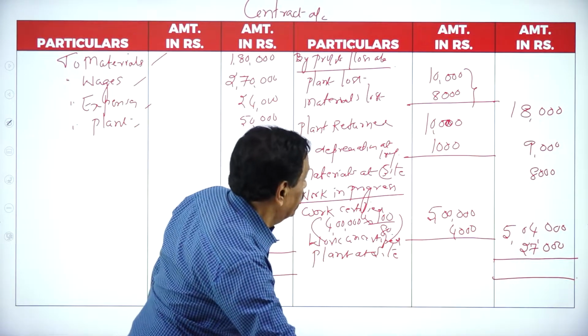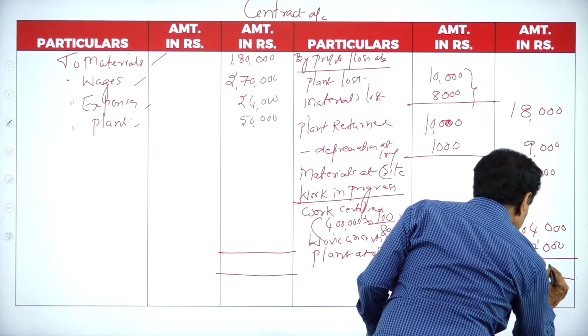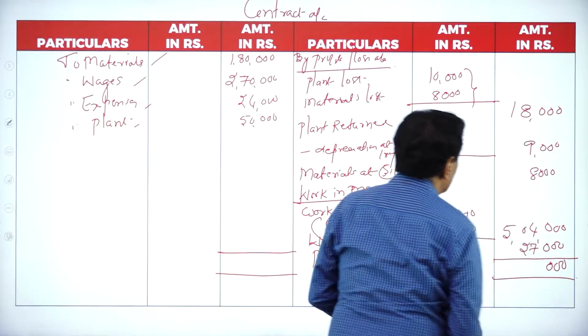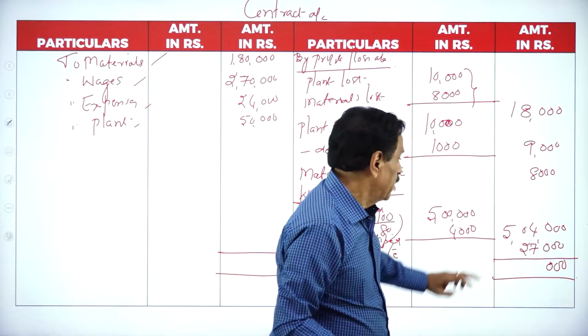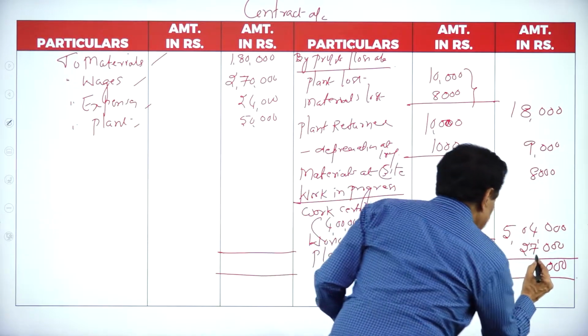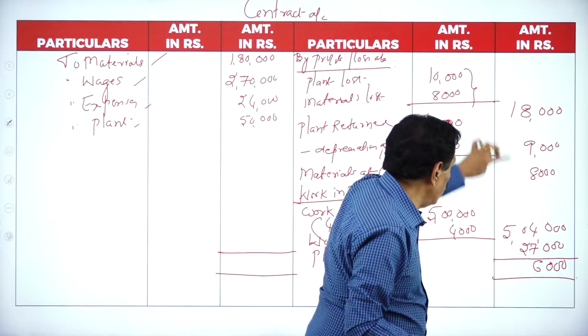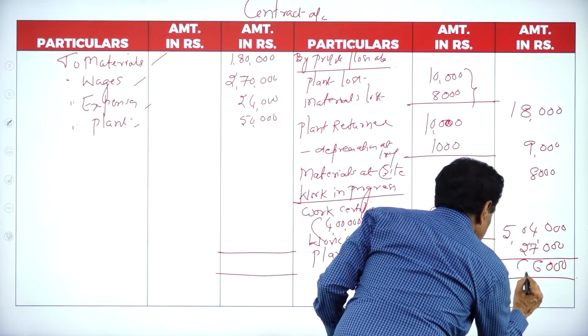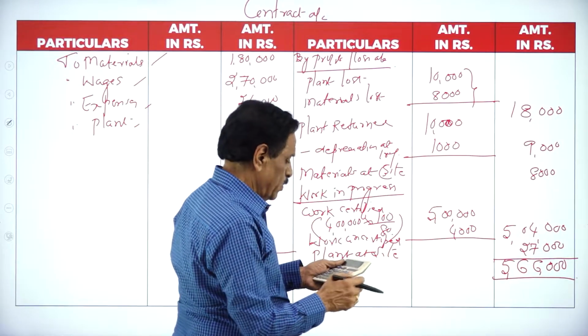You go adding the figure. This is the 30. Fourth one. 8 plus 9, 17, 25, 29, 36. 3 carry, 3 plus 1, 4, 4 plus 2, 6, 5. 5 lakh, 66,000.